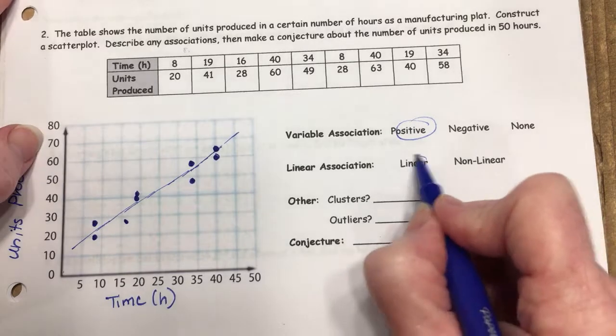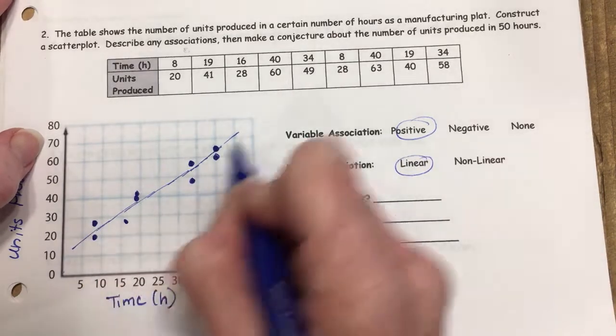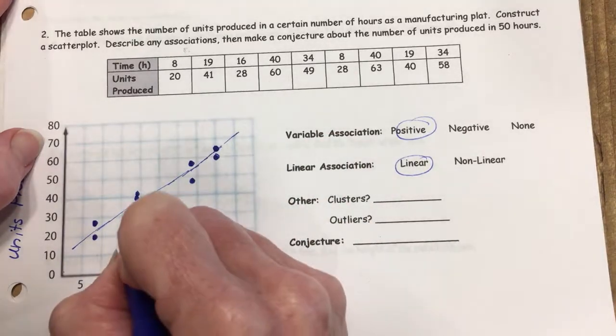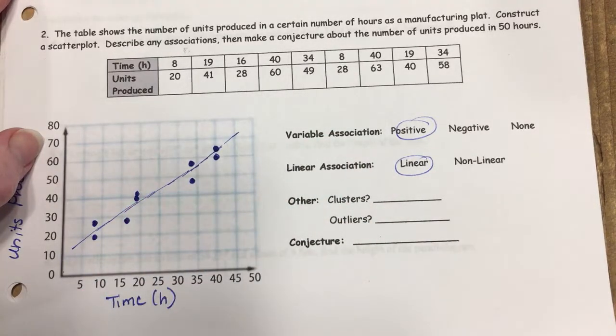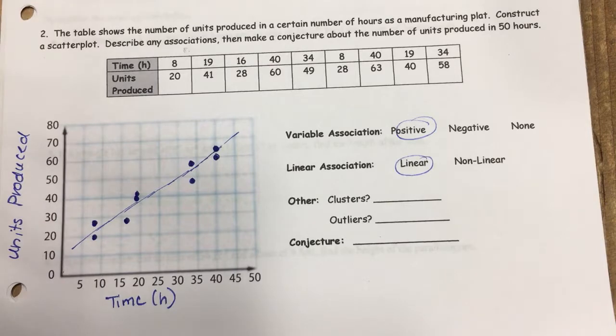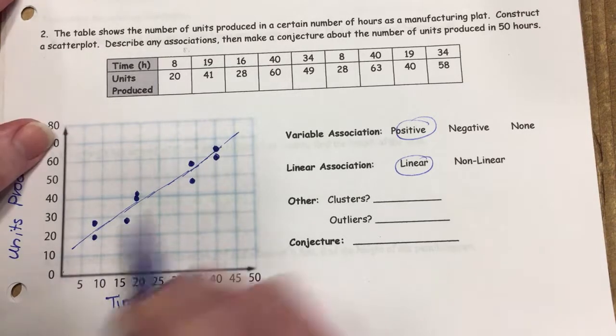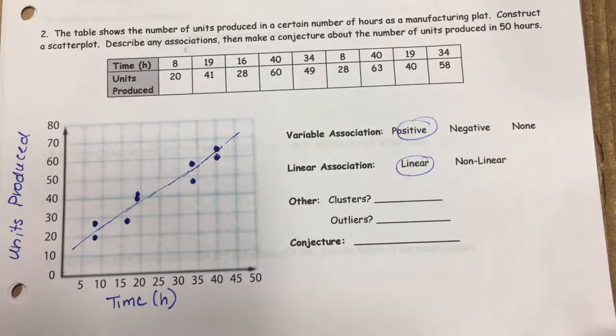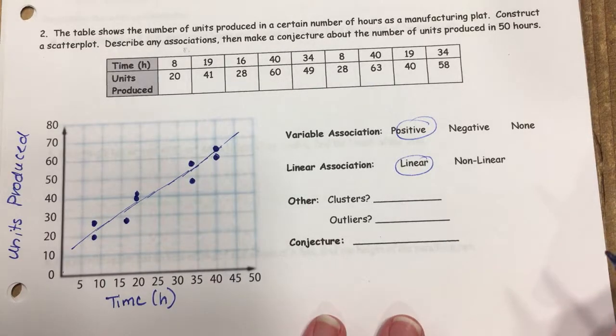Is it a linear association? Well, I would say yes, because they're fairly close to this line right here. They're not exactly on the line, but they're not really far off. It might help to actually have more data. If we had more data, we might see a line there, or we might see not a line there, and then we could say it's not linear. But based on what we have, I would say it's linear.